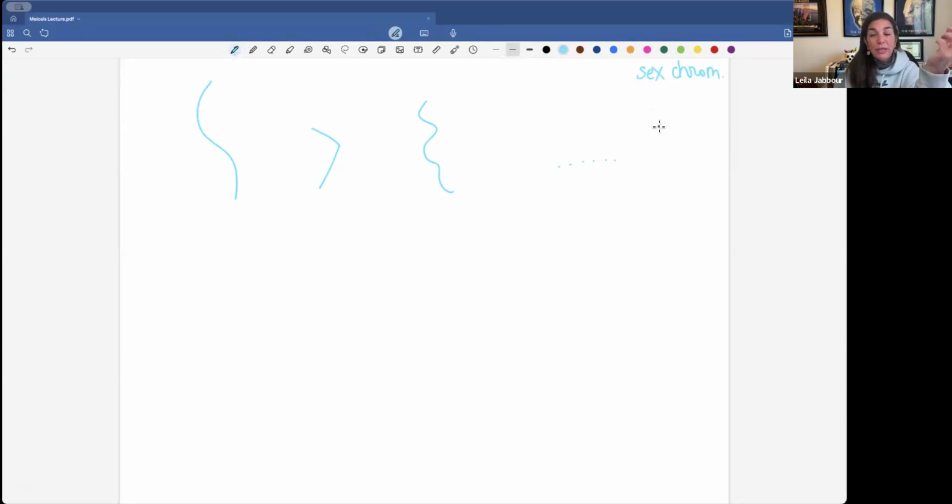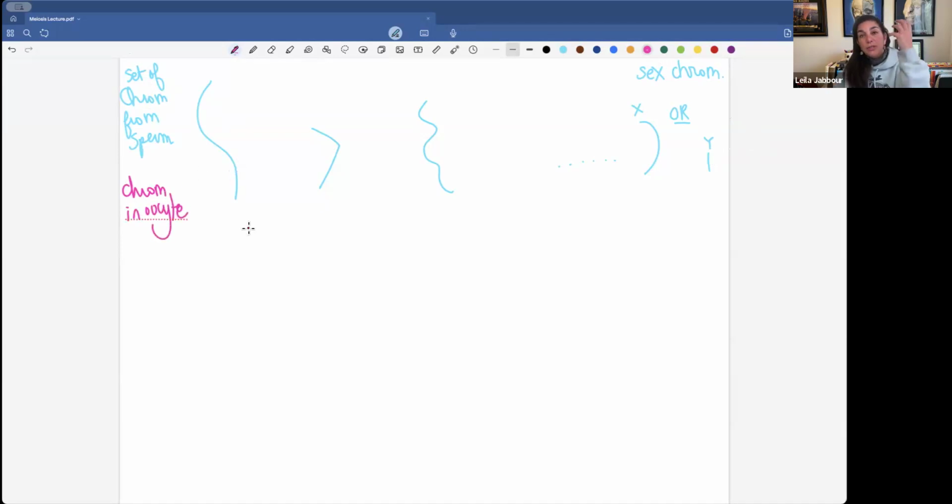And it's not called chromosome number 23. It's actually called a sex chromosome, and it's going to be either X or Y. It's one or the other. Okay, so this is the set of chromosomes injected from the sperm. All right, and in pink, I had done the chromosomes in the oocyte. So in the oocyte, we already have a chromosome 1, we have a chromosome 2, and we have a chromosome 3, and the only possible sex chromosome that we have in an oocyte is an X chromosome.